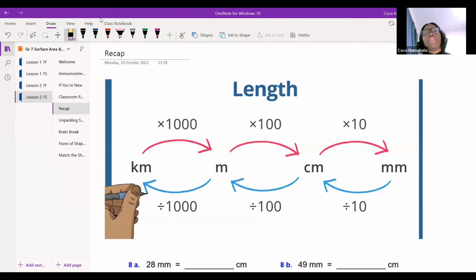Very easy. If I'm going from meters to kilometers, what do I need to do? Awesome. Good. We divide by 1,000. Very, very easy. You guys are excellent at that.